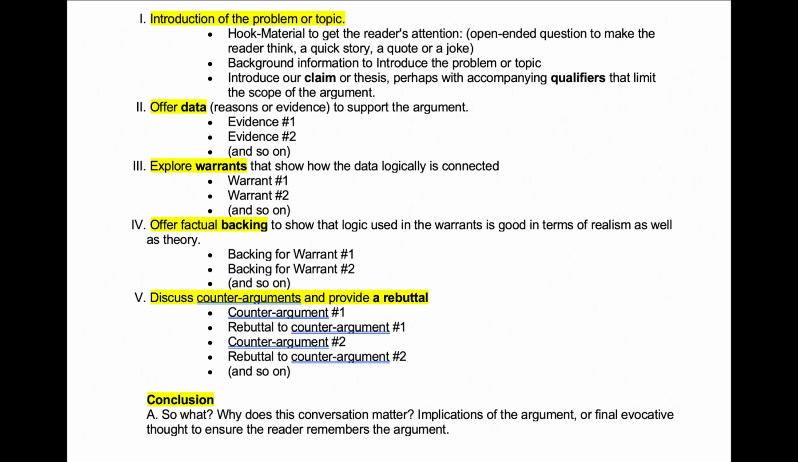So the warrant, with the first warrant, the second warrant, and possibly the third warrant, sort of the value system that you're using to kind of get into your own claims, right? Letting us know why everything matters. Next, you want to get into some factual backing that shows that the logic used in the warrants is in good terms of realism, as in theory.